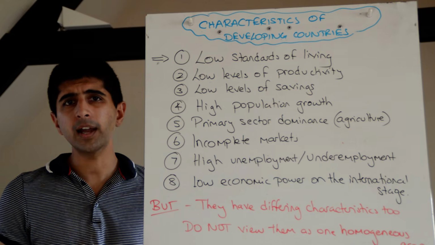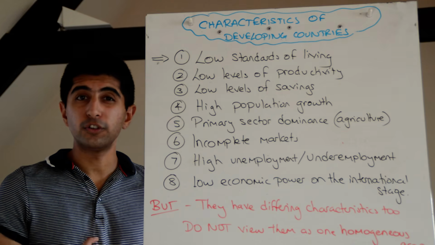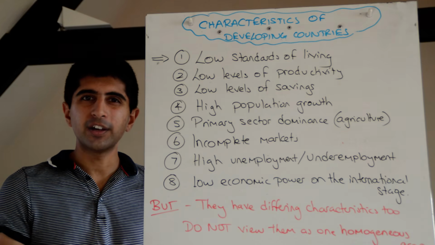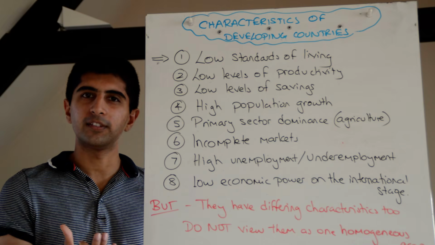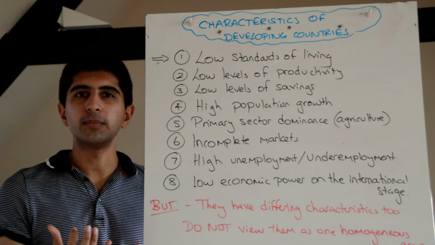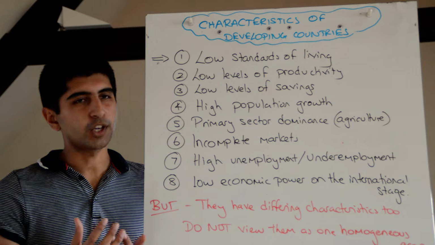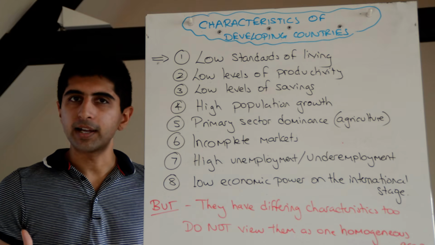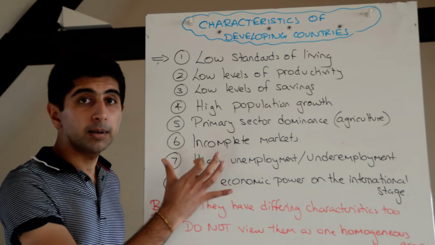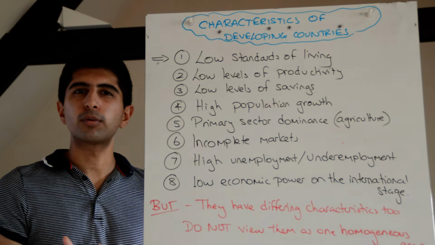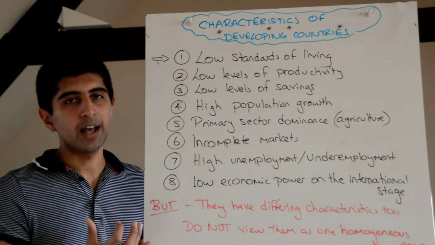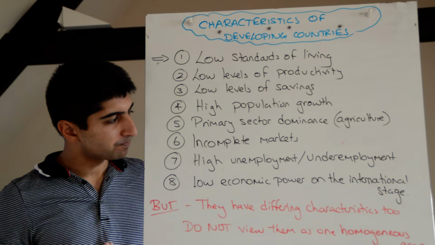Number 6, incomplete markets. Again, a lack of financial institutions doesn't help with this. A lack of a hard currency. A lot of these currencies tend to be soft, and they tend not to be wanted by other economies, which holds back the development of markets in such developing countries. So incomplete markets, and a lack of provision of property rights as well, doesn't help. So that's a major problem.